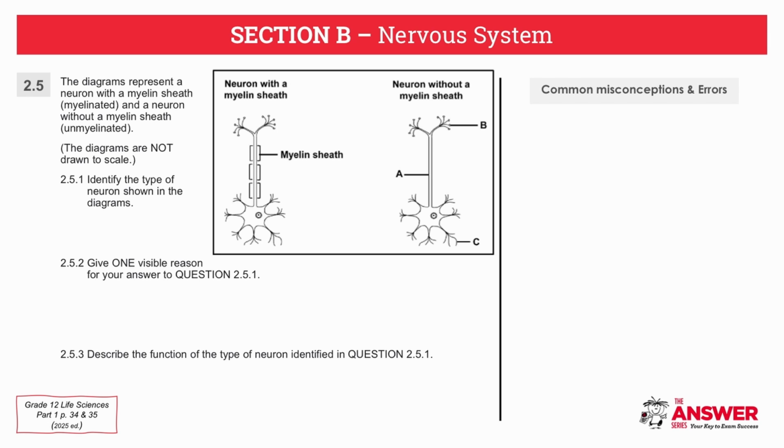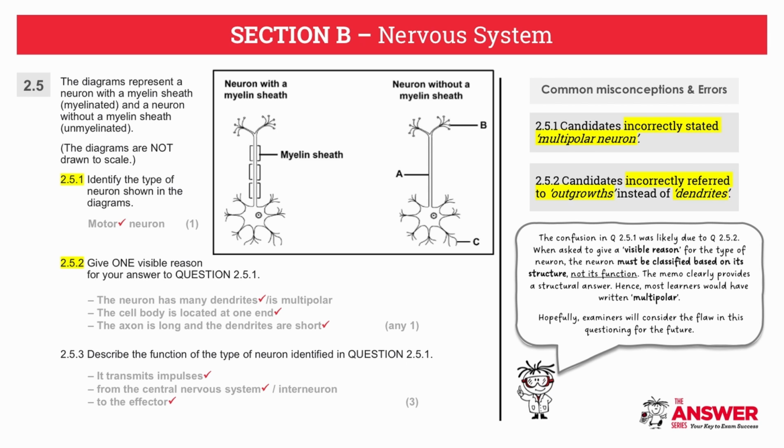Question 2.5 concerned the nervous system. The diagram represents a neuron with a myelin sheath and a neuron without a myelin sheath, and they are not drawn to scale.